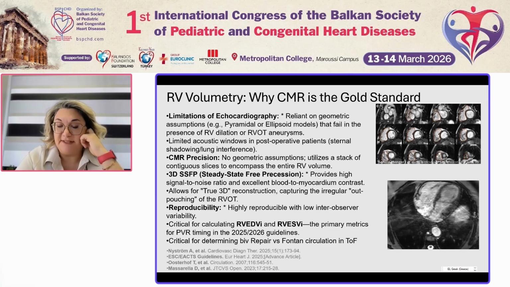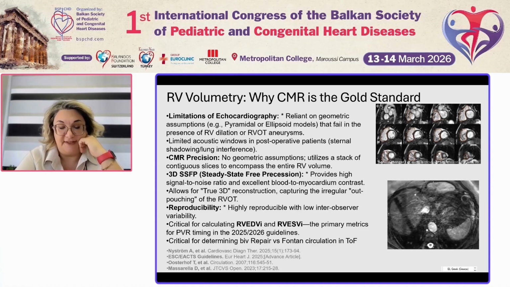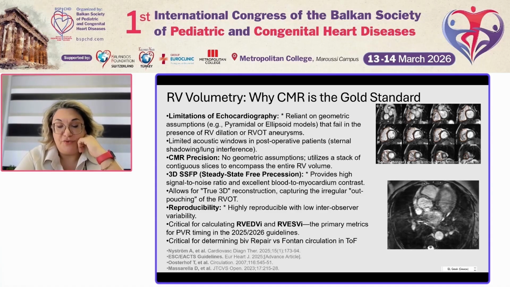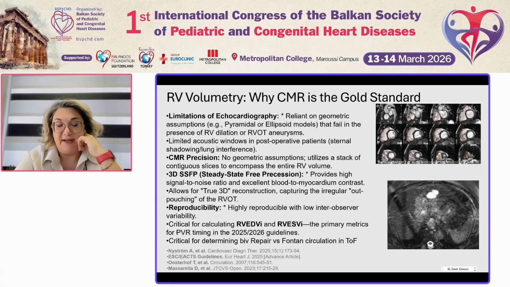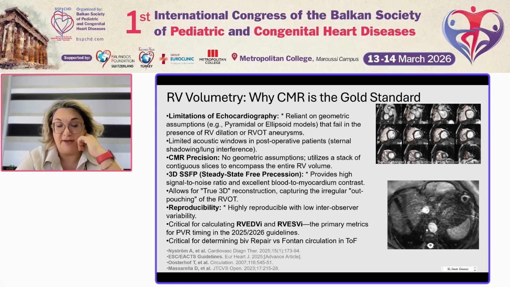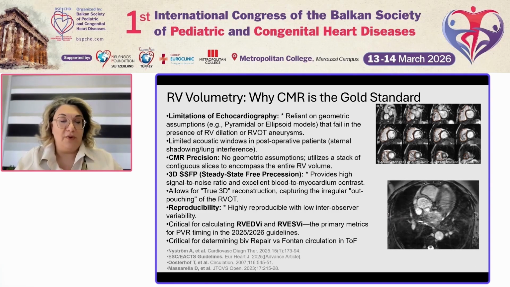CMR overcomes these limitations because it does not rely on geometric assumptions. Instead, it uses a stack of continuous cine images that cover the entire right ventricle, allowing true volumetric reconstruction. Using steady-state free precession sequences, CMR provides excellent blood-myocardium contrast and very clear delineation of the endocardial border. As a result, RV volume measurements are highly reproducible with low inter-observer variability.